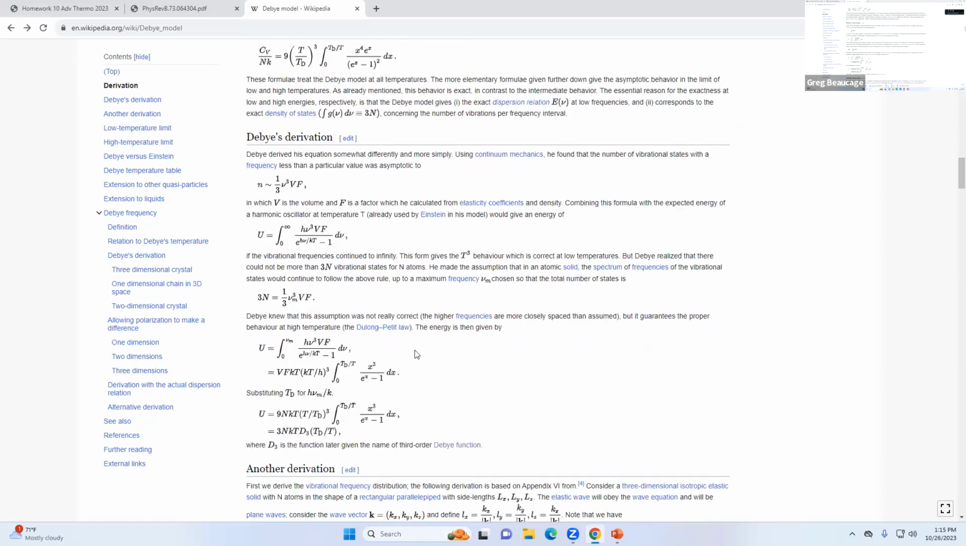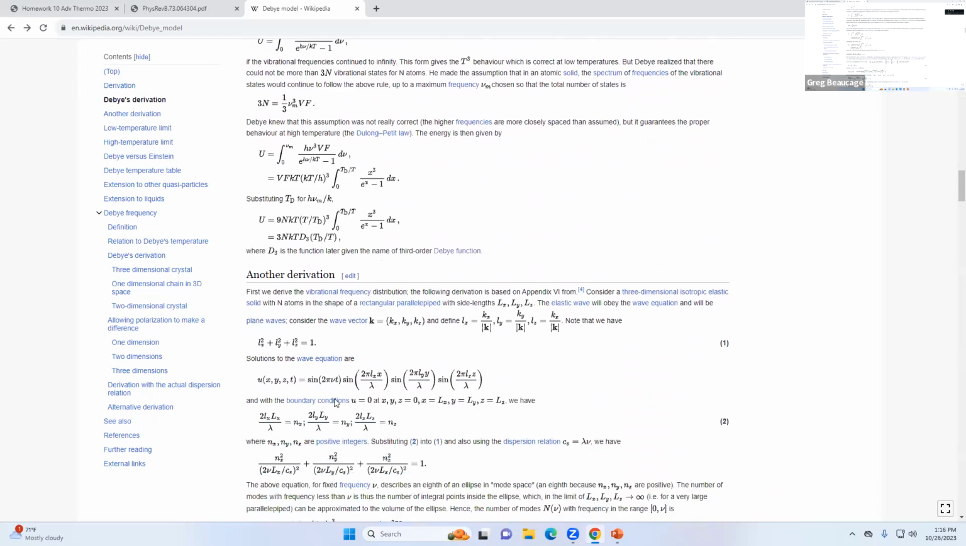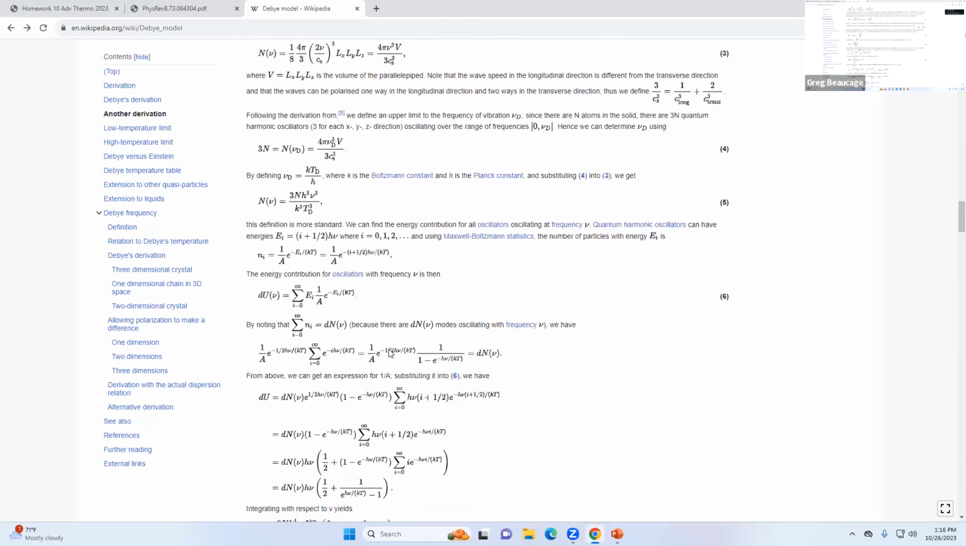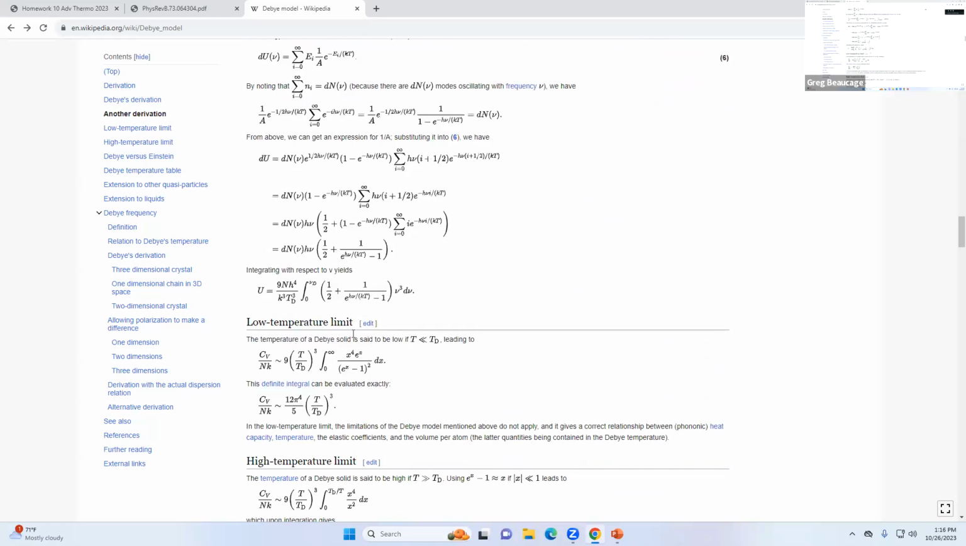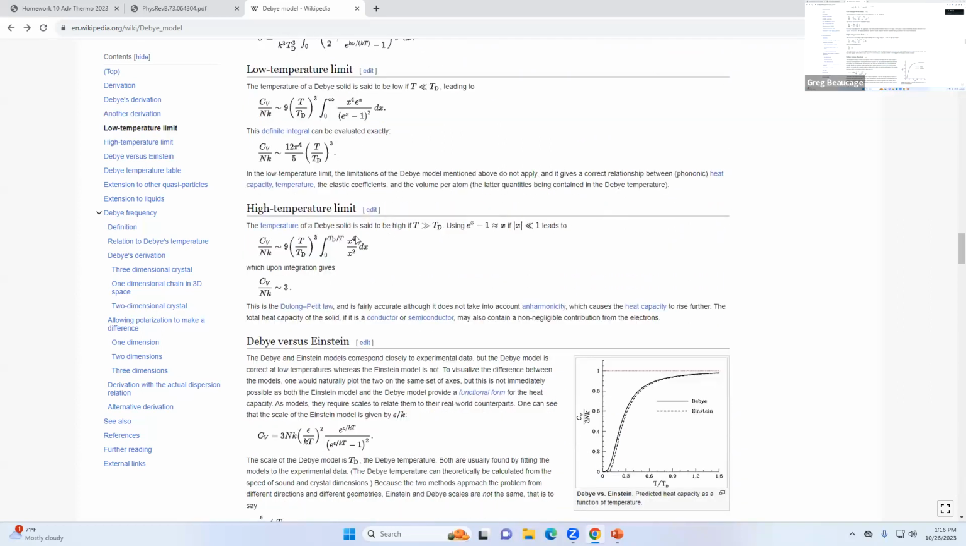Then there's Debye's derivation, which might work. Seems like I did this before and it worked out. So there are three derivations here, and one of them should be possible to do. I didn't have time to go through all of them. And then the limits of it: low temperature gives us T^3, and at high temperature, it gives back the Dulong-Petit law.